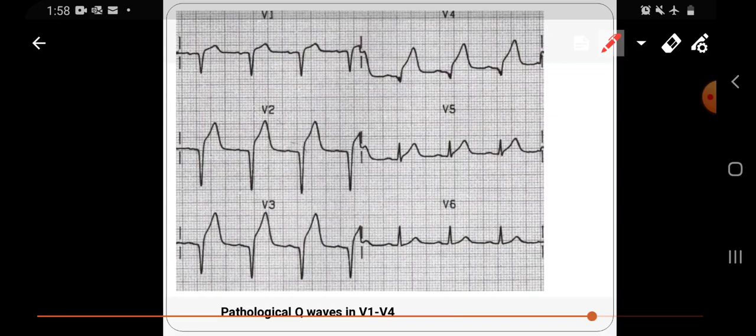Now this figure shows pathological Q waves in leads V1, V2, V3 and V4, which can also be considered pathological. This is the QRS complex and you can see that the Q wave is more than 2 millimeters deep. So this is definitely a pathological Q. It indicates that this patient might have had a myocardial infarction previously.